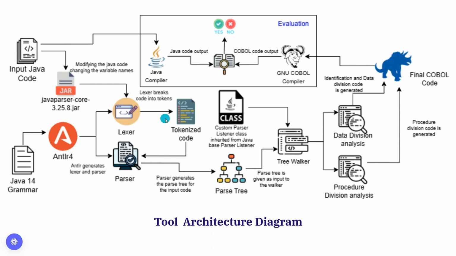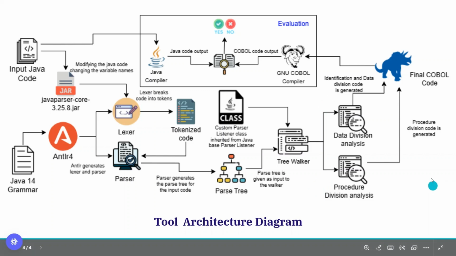This lexer will be generating the tokenized code. This tokenized code will be given as input to the parser. This parser will be generating a parse tree. Also, we will be writing our custom visitor and listener classes. These custom visitor and listener classes, along with the parse tree, will be given as input to the tree walker. This tree walker will be performing two different phases. One is the data division analysis, and one is the procedure division analysis. In data division analysis, the data division and the identification division of the COBOL code is generated. In procedure division analysis, the procedure division of the final COBOL code is generated.